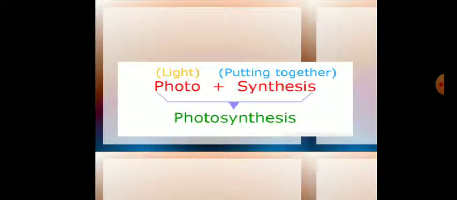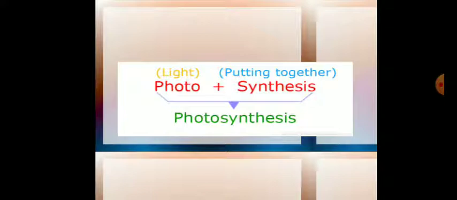Now what is photosynthesis? In Greek, photo means light and synthesis means combining or putting together. So photosynthesis is a process by which green parts of a plant, like leaf, and stem also, make food from carbon dioxide and water with the help of chlorophyll pigment and energy from the sunlight. So plants need four things: carbon dioxide, water, sunlight and chlorophyll pigment for performing photosynthesis.